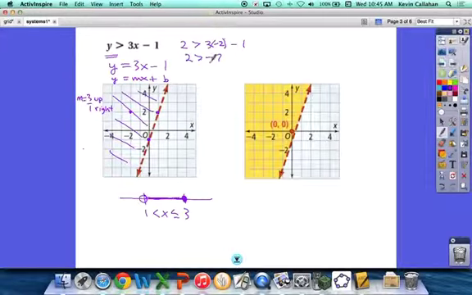If you got a false statement when you plugged it in, you would know to shade on the other side. But we got a true statement, so we shade on the side where we took our test point. Now, in this example, and I'm just copying graphs that they have in the book, they use 0, 0 to be their test point. And 0, 0 makes all the calculations pretty easy as long as it's not on the line. And even though it's pretty close to the line, it's not on the line. So they used a test point of 0, 0.